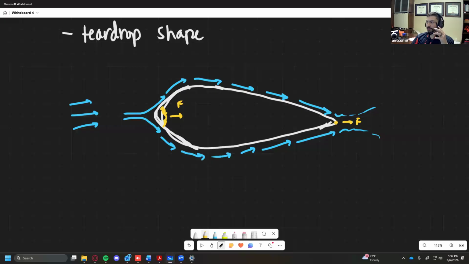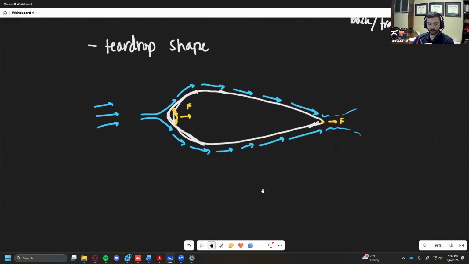So for aircraft components, we design all of them such that they have smooth flow. So not just the wing, not just the tail. This is also going to be the design of the fuselage itself. All of this needs to be designed in such a way that it's going to encourage smooth flow.